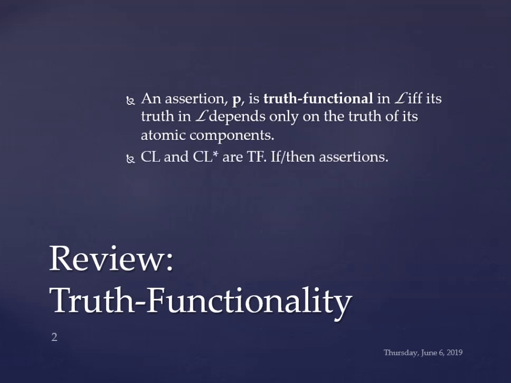We saw this in CL and CL star. Those are truth functional because we were using the very basic kind of indicative if-then assertions. Those are truth functional because if you know whether the antecedent is true and the consequent is false, then you know it's false. Otherwise, it's true in all other cases. Now that's just if-then statements for those languages. In TFL, we add some more. So we're going to be making sense of not statements, and statements, or statements, and if and only if statements.